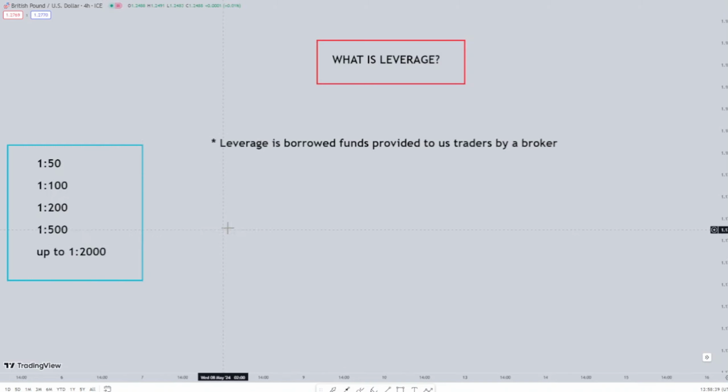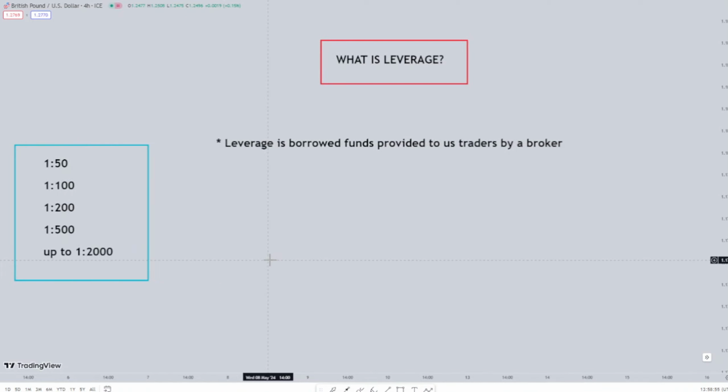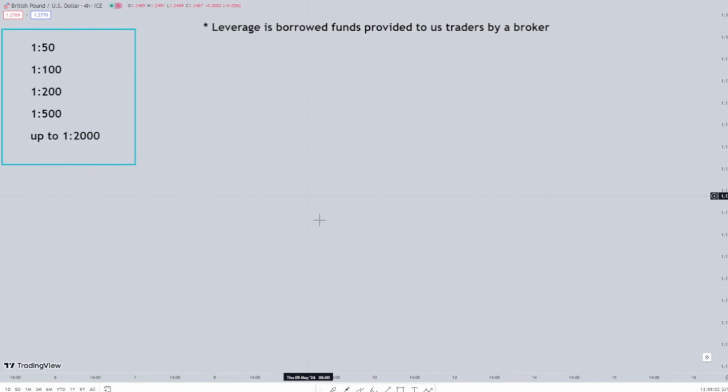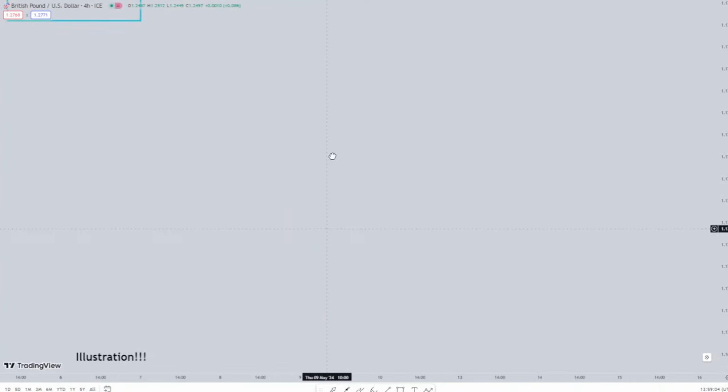You will find it when you are registering a broker account. There you will be asked to select your preferred leverage. I promise you, by the end of this video, you'll be able to determine the leverage to select for your trading accounts. Now you may be wondering, how exactly does Forex trading using leverage work? Let me give you an illustration of the whole process.